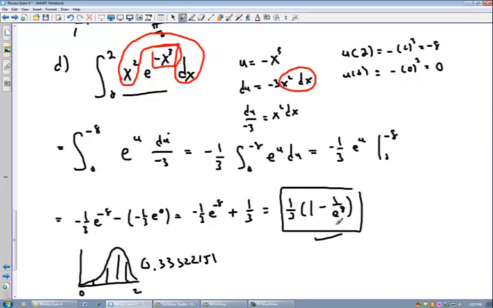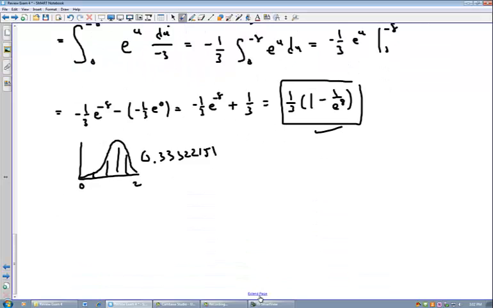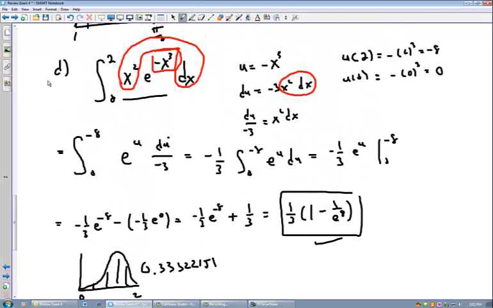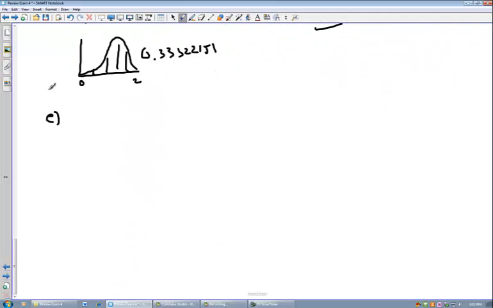Let's look now at part E. No, I mean part F, right? So I was A, B, C, D. No, this is E. So let's look at part E. That should have been, hopefully I wrote down D. Good, I wrote down D. So this is part E.